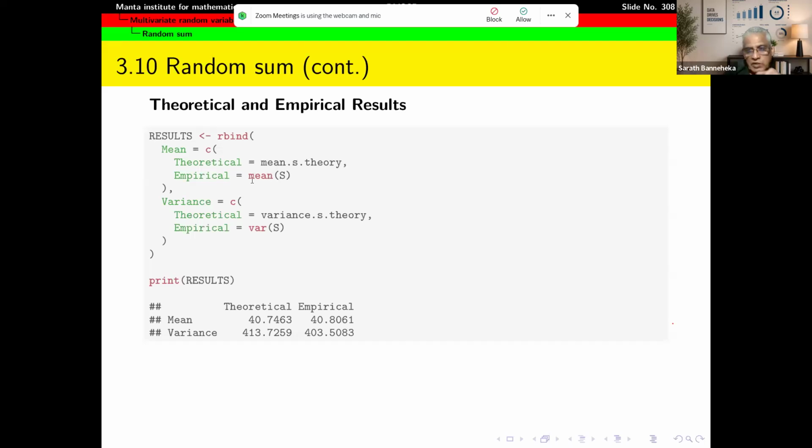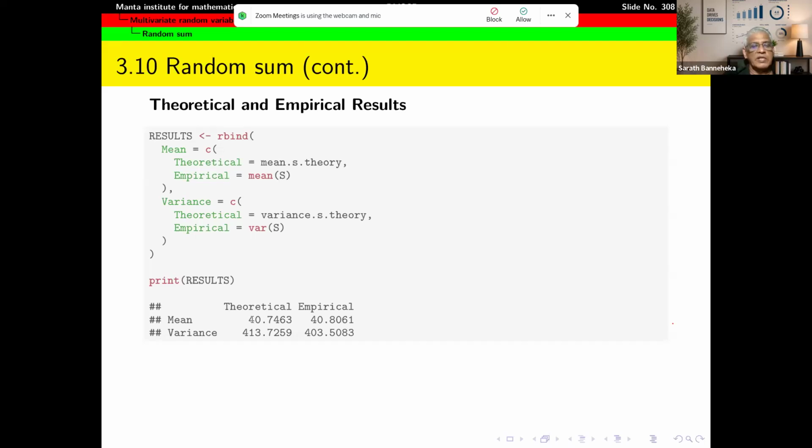So it is calculated directly inside this command code here. So these two parts will be called theoretical and empirical. Those will be contained in vector mean. So the first component of mean is theoretical and the second one is empirical. And similarly, variance will be your vector. The first component is called theoretical, variance as theory that we just got, and then empirical value will be the variance of S directly coming from S. So this, and then when you say print results, we can get this thing and we can compare.